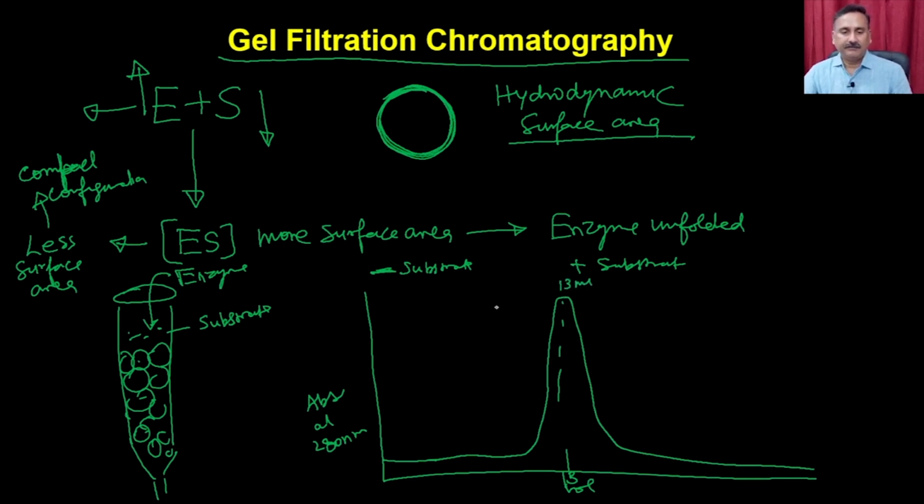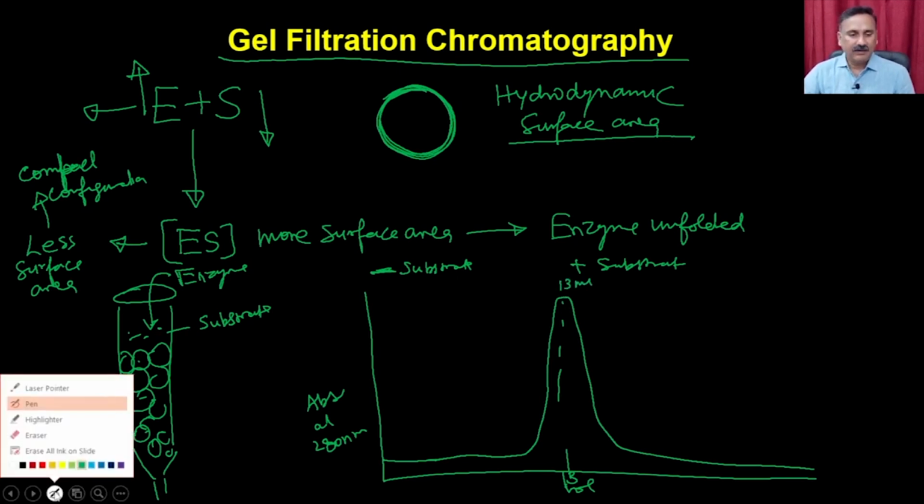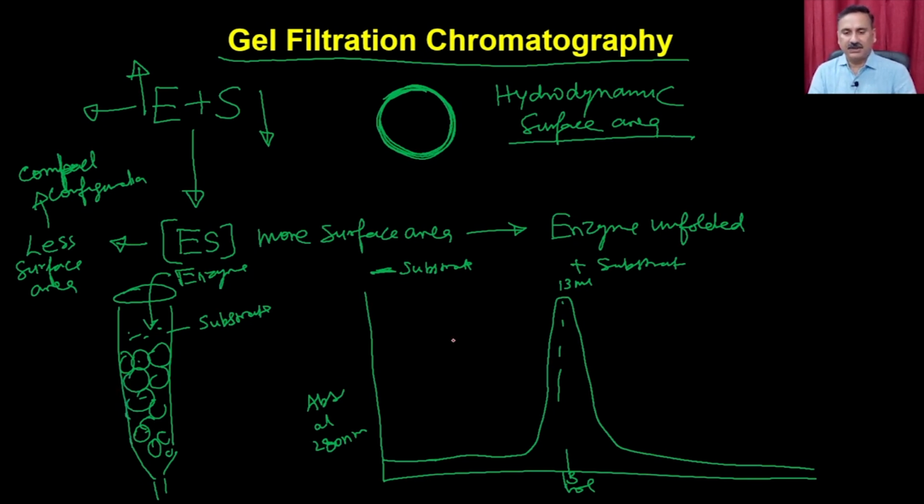Now when you change the substrate, in the presence of substrate, it can go in both directions. It can go either like this, or it can go in the reverse direction and show you a peak in this direction.